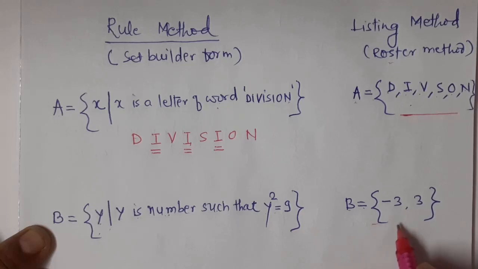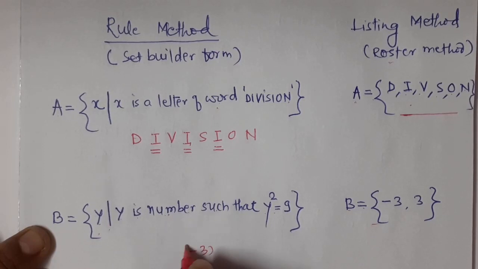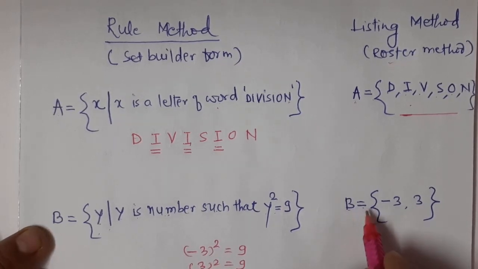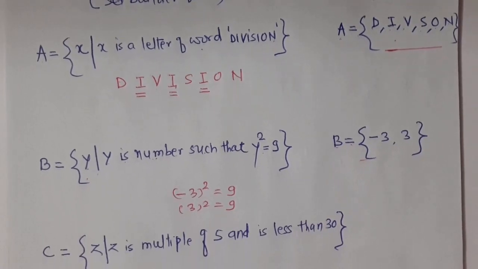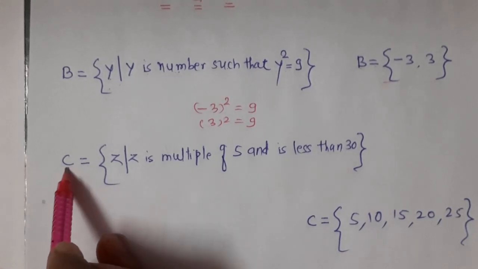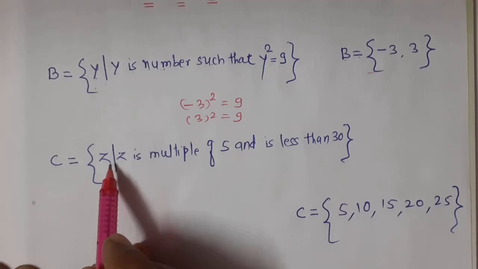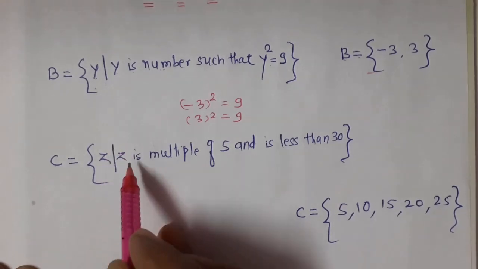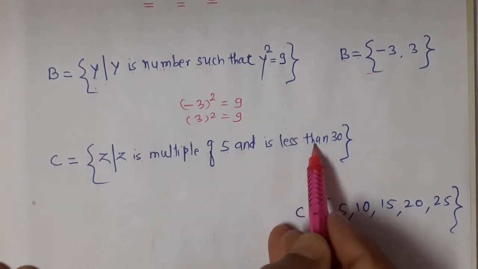You know what minus 3 squared is? Minus 3 squared is 9, and plus 3 squared is also 9. That's why we are writing B is equal to the set of minus 3, comma, 3. Then in the last example, C is equal to, in curly brackets, z, vertical line, z is a multiple of 5 and is less than 30.